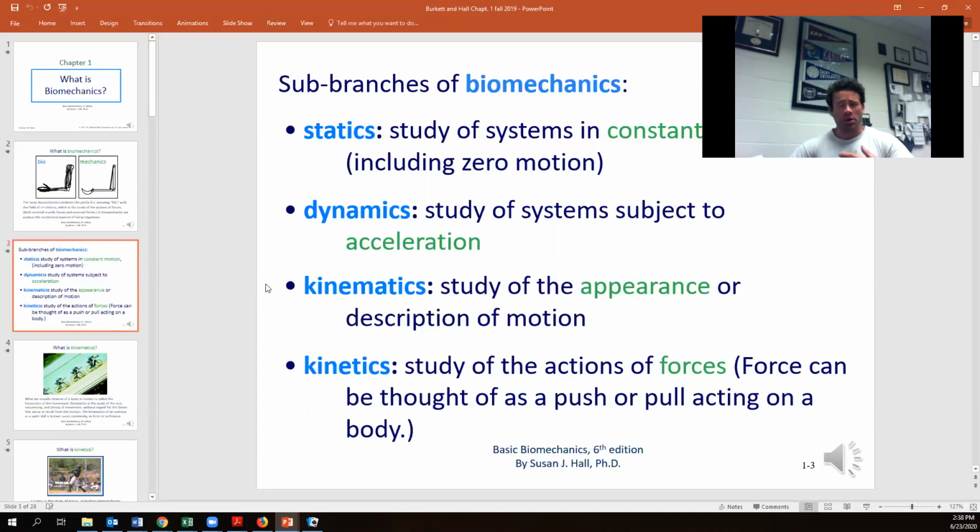Kinematics is going to be the appearance or description of what's going on in the motion. And then kinetics is all about the force we're producing. So for those of us picking up an object, setting it down, and how much force can be required to lift a barbell, to lift yourself, to move a heavy object.